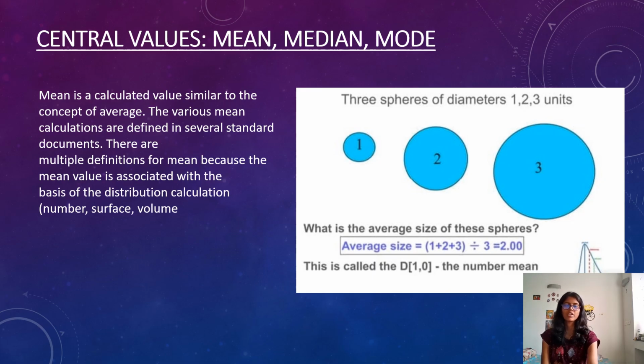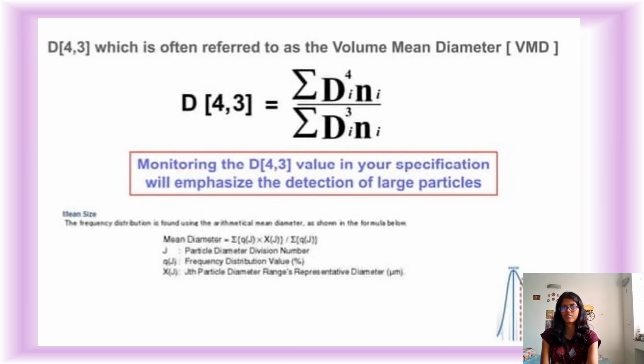So here, mean. We all know that it's a calculated value similar to the concept of average, and mean gives an overall estimate of the average size of particles in the sample. It is useful for characterizing samples where the particle sizes are relatively symmetrical or normally distributed. But it can mislead in a highly polydispersed system, as a few large particles can skew the mean toward larger sizes. This is a formula, the volume mean diameter formula, which you can use.